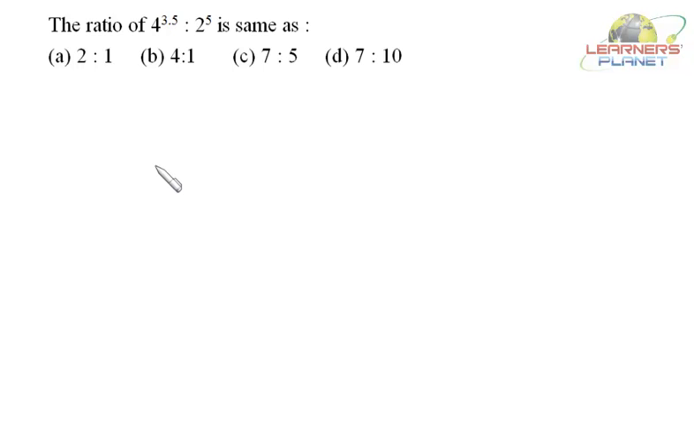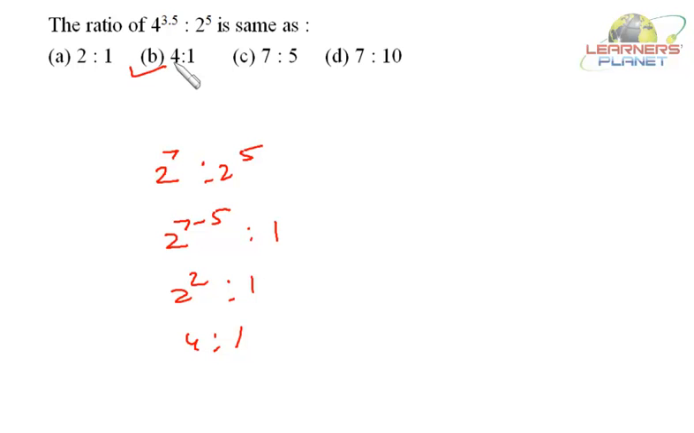Now let's see this problem. Ratio of 4 raised to 3.5 is to 2 raised to 5. Now 4 can be written as 2 raised to 2. So this is 2 raised to 2 into 3.5, that is 2 raised to 7, is to 2 raised to 5. So it's actually 2 raised to 7 minus 5 is to 1. That means 2 raised to 2 is to 1. That means 4 is to 1. So this is the correct choice.